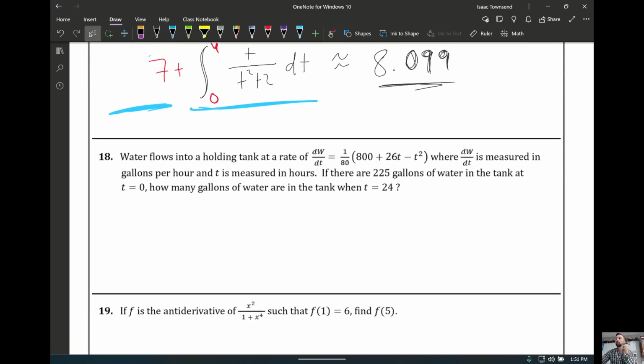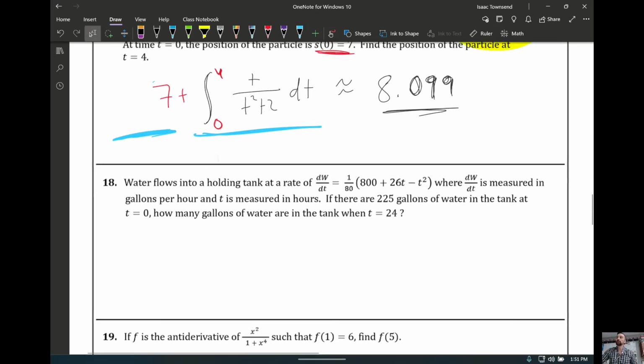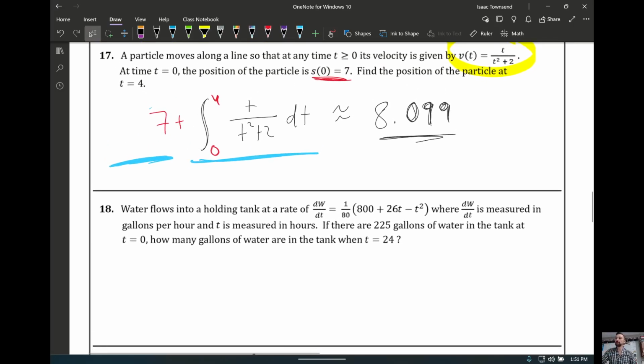All right, number 18. Water fills a holding tank at this rate, where dW/dt is measured in gallons per hour and T is measured in hours. If there's 225 gallons of water in the tank at time T equals 0, how many gallons of water are there when T equals 24? Okay, so if we look at this compared to question 17, we started with the initial value. So what is the initial value in 18?